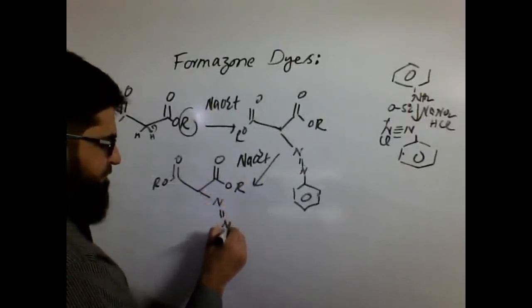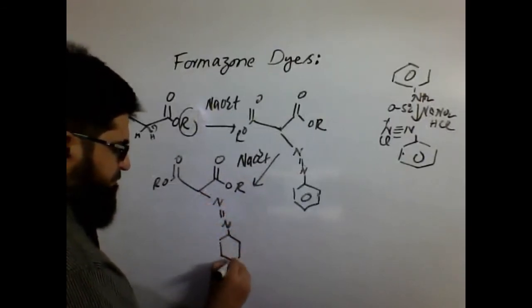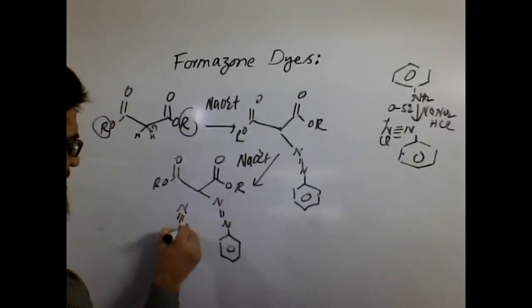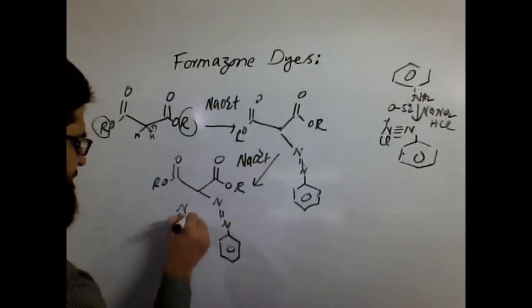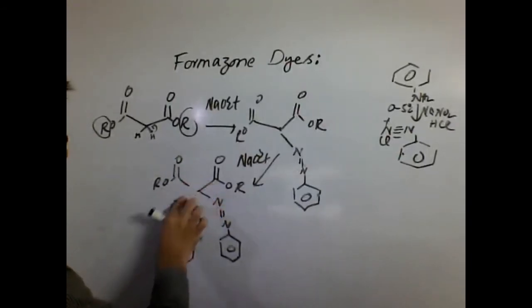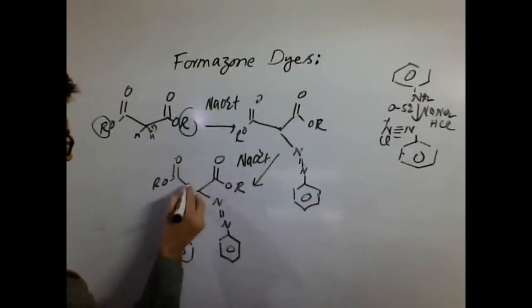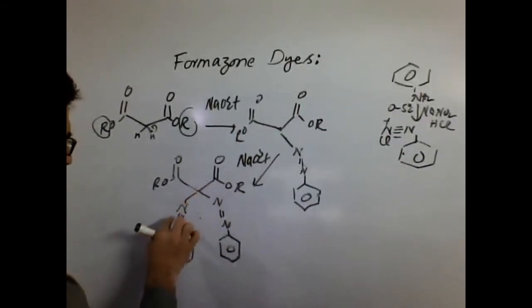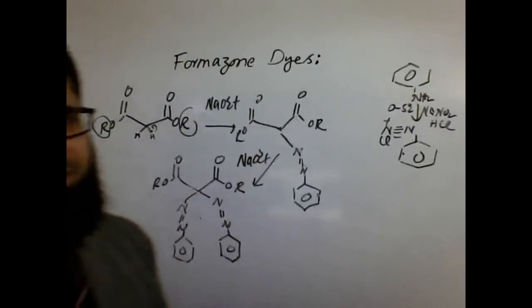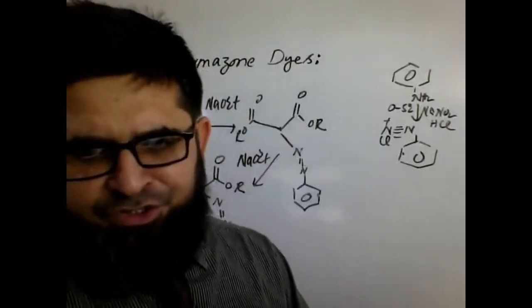We have this one from the first, and then we have a diazotized salt which will react again. Negative from here attacks at the positive, so giving us this sort of a product. So both diazonium salts got attached with the carbon, which is supposed to be acidic in nature.